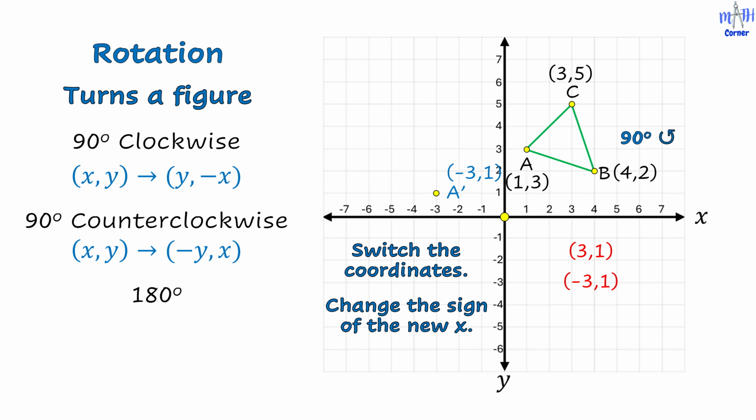Do the same with points B and C. B is located at 4, 2, so B prime is located at -2, 4. C is located at 3, 5, so C prime is located at -5, 3. Connect the new points. Notice that the figure turns counterclockwise around the origin.